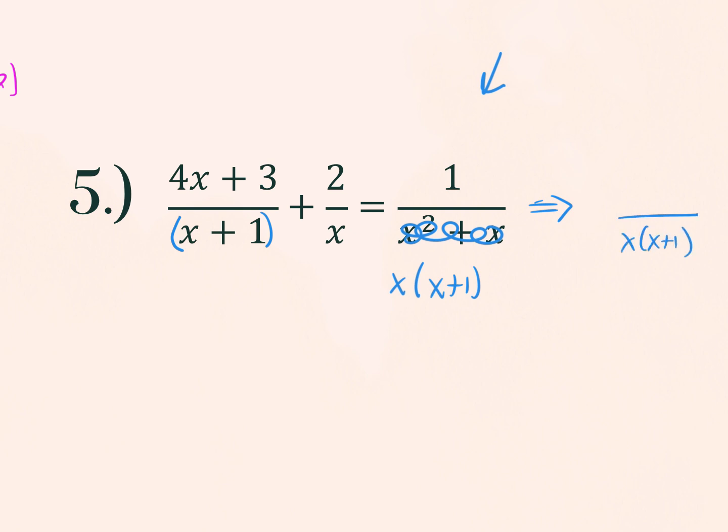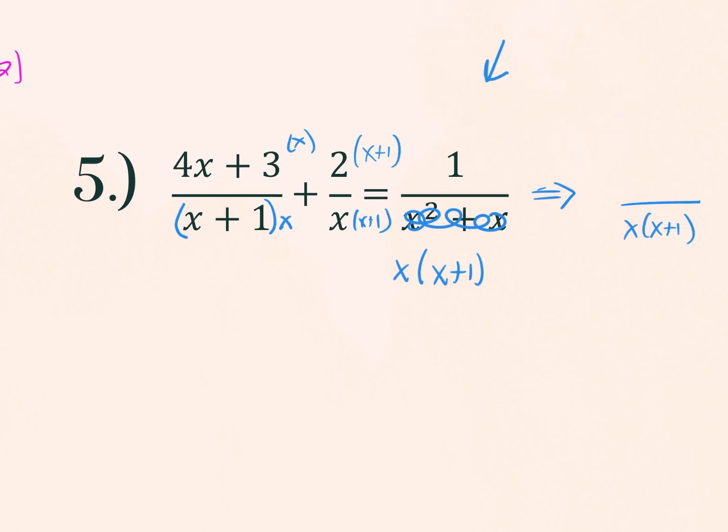Good. So let's figure out what each fraction has and what it needs. My first fraction has the x plus 1. What is it missing? The x. So I multiply the bottom by x and the top. Good. My second fraction has the x. What is it missing? X plus 1. What you do to the bottom, you do where? To the top, good. What about my last fraction? Do I have to do anything? No, it's fine.